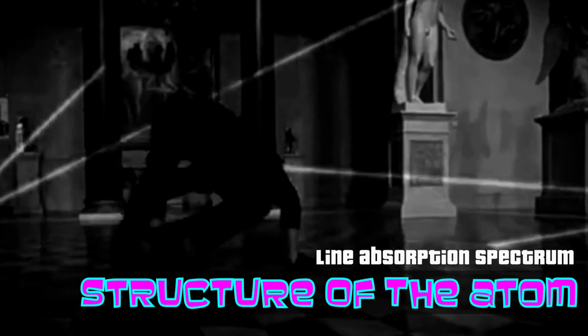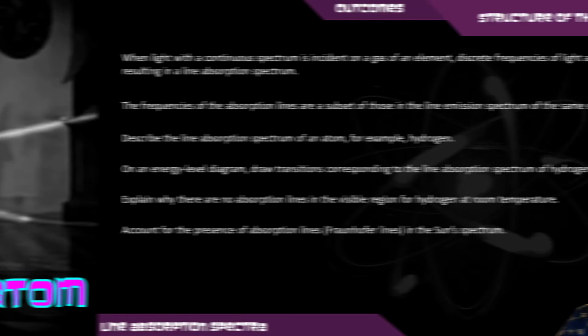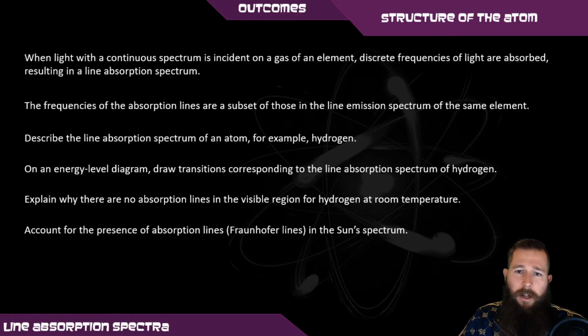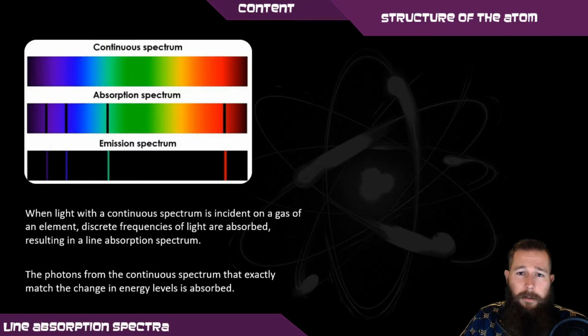Line absorption spectrum. In this video we'll cover the line absorption spectrum. This diagram shows a couple of different spectra. We've got the continuous spectrum that consists of every possible frequency of light, and what we're showing here is actually just the visible range, but it extends both to higher energy and lower energy levels.